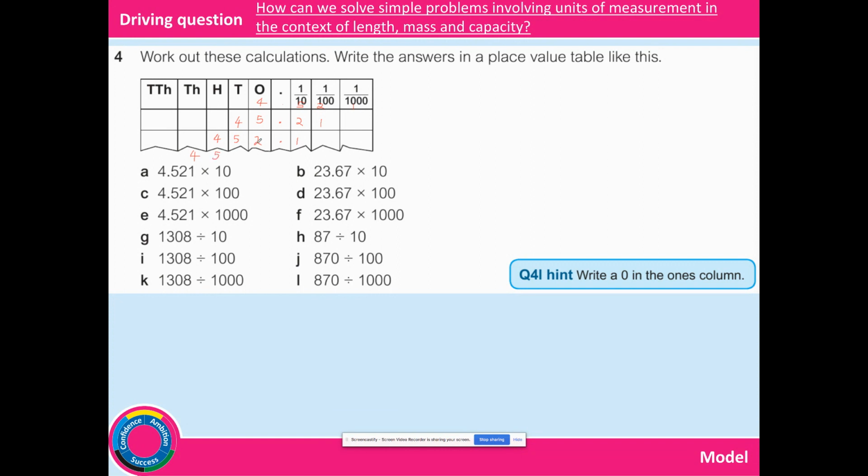Move up another one from there, one from there, and one from there. Now this time, because I've now got a whole number, I haven't got anything in the fraction part, so I don't need to put the decimal or the little bit that comes after it.